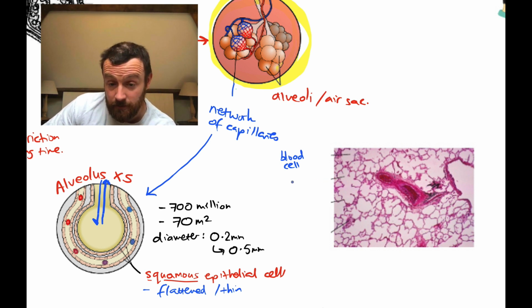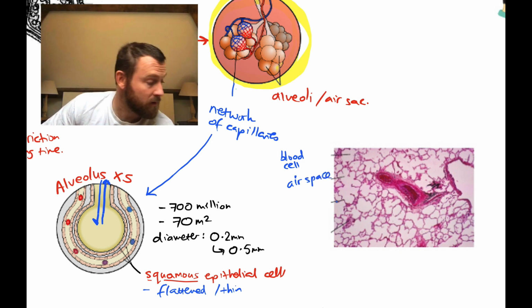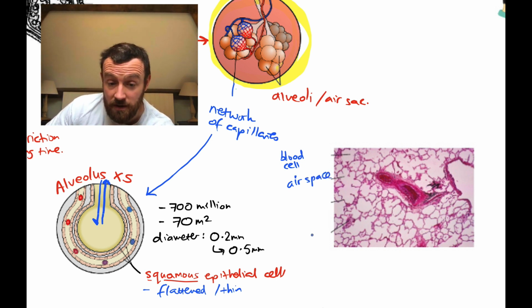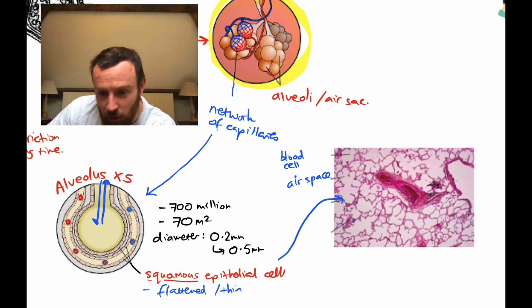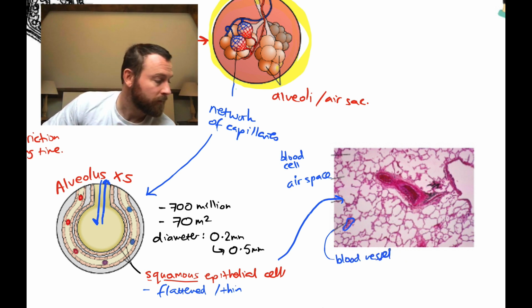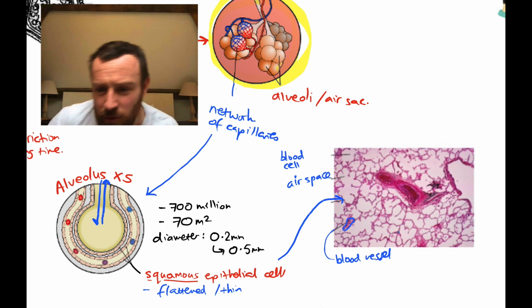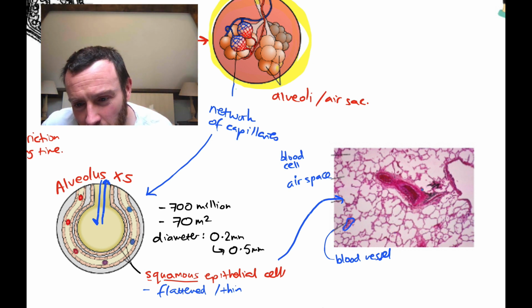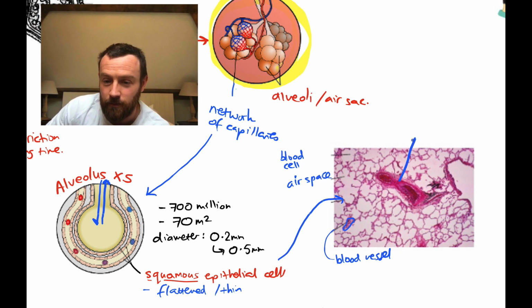Here we've got an airspace. Here we've got the wall of the alveolus, which is the squamous epithelial cells. I'm just going to label that like that. And then in there we've got a tiny little blood vessel. You can just about see it in there, I'll circle it like that. A blood vessel capillary. And I believe, although I'm not sure, that this here would be a larger blood vessel.